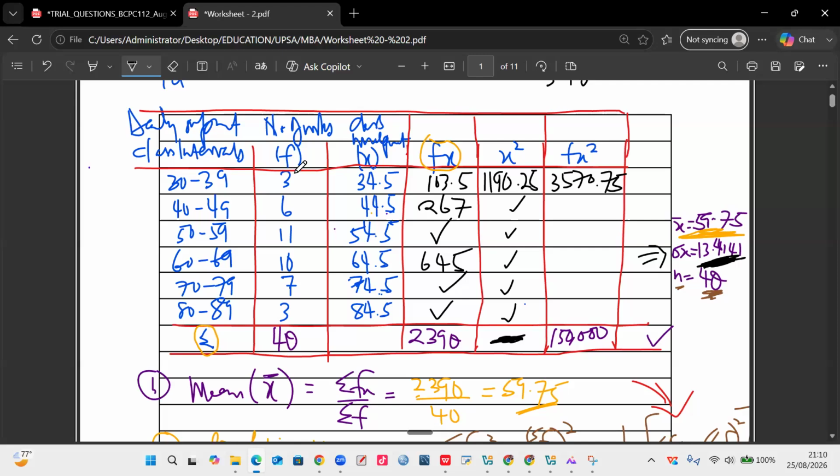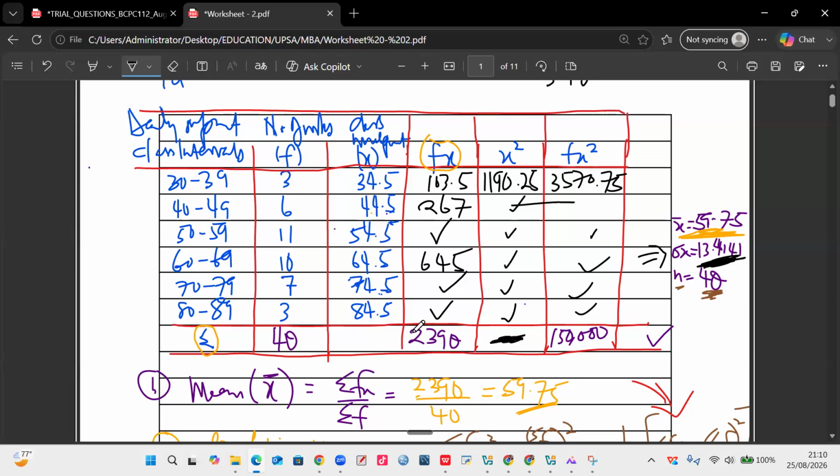Then when you come to fx squared, pick the f, multiply by the x squared. So f is 3. The x squared is 1190.25. You multiply, you get 3570.75. Are you good? Then you pick the 6, 6 times the x squared here. You get what is here. 11 times the x squared, you get this. 10 times the x squared, you get this. 7 times the x squared, you get this. 3 times the x squared, you get this. When you finish, don't add everything yet. Don't add to verify whether it's 150,000. You waste time. The calculator has done all these for you to get the totals here. So just fill in the blanks and leave it.